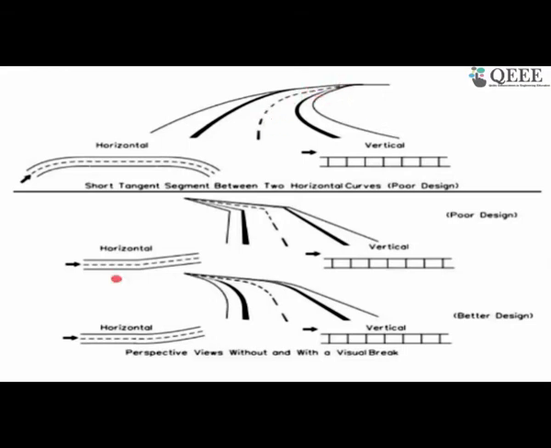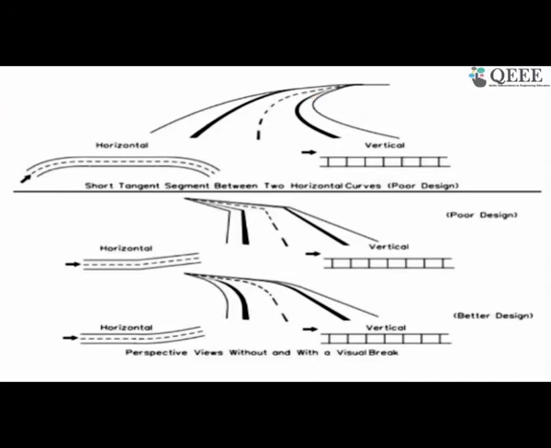Another thing is, if there is a horizontal alignment and you don't provide a curve and the vertical alignment is flat, then it will look like this. It's not a pleasing appearance and the driver will behave accordingly. If you provide a curve like this, then it will look smooth and it is going to be a smooth ride. So before I move on to the next, I have another question.